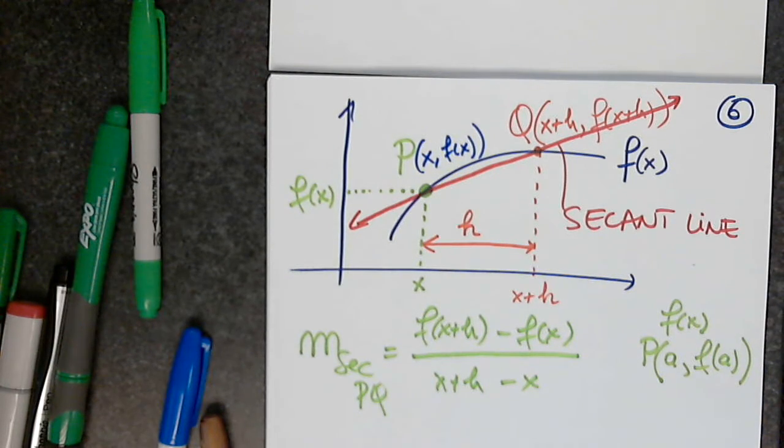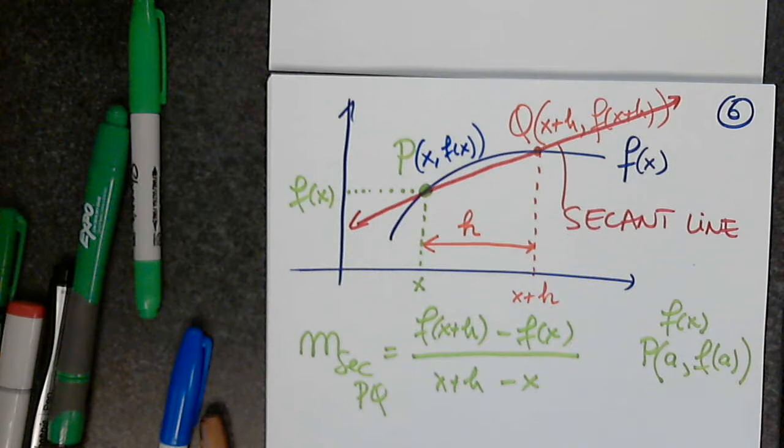What does this represent? So let's put some explanation to this before we finish it. Let's try to understand what this means. If I am given the function and I am trying to determine the average rate of change between point P and point Q, this is what I get.